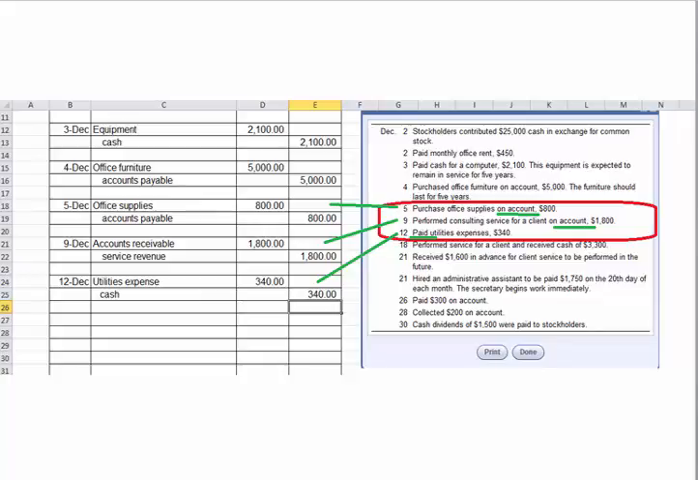On 12/9, we perform consulting services for a client on account. We've earned the revenue because we performed the consulting, so we increase our revenues by crediting the account for $1,800. Our client hasn't paid us yet, so we increase accounts receivable through a debit for $1,800. On 12/12, we pay utility expenses for $340. We debit the utility expense account and credit cash because we're reducing our cash account.